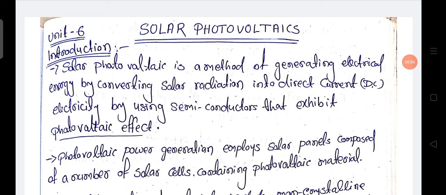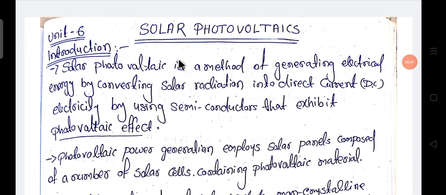Okay. In today's class, we are going to start your unit 6, which is solar photovoltaic. Your unit 5 is completed. So from now on, we are studying your unit 6, which is solar photovoltaic. Now, first of all, let's see what is solar photovoltaic.